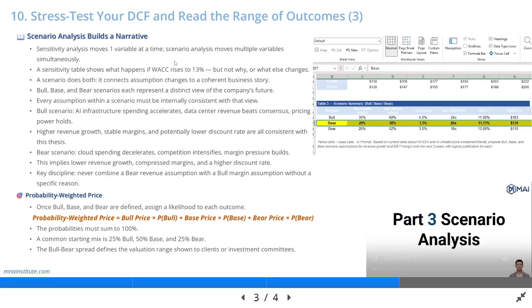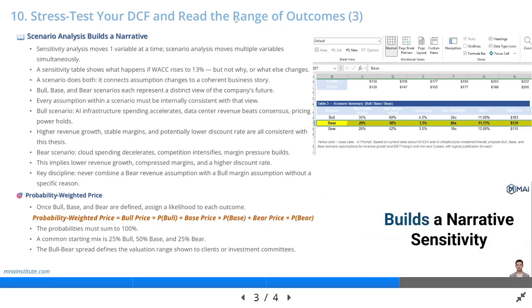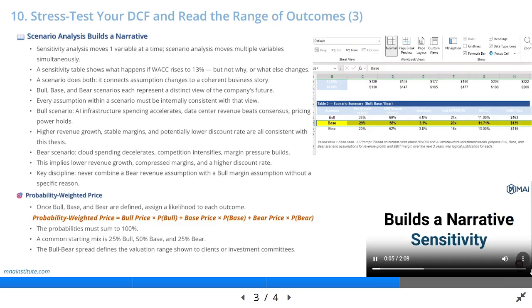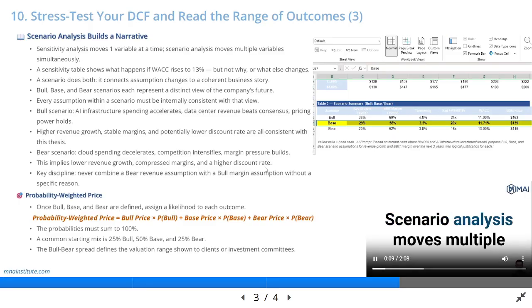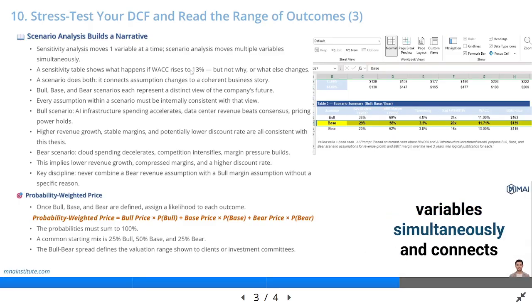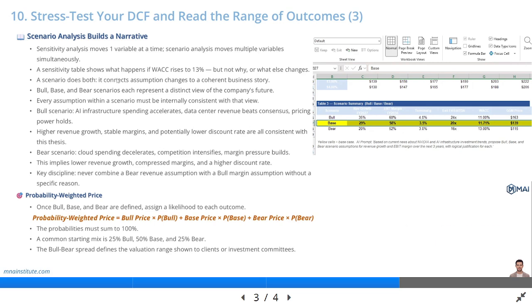Part 3. Scenario analysis builds a narrative. Sensitivity analysis moves one variable at a time. Scenario analysis moves multiple variables simultaneously and connects them to a coherent business story. A sensitivity table can show what happens if WACC rises to 13%, but it does not explain why WACC would rise to 13% or what else would change in that world.